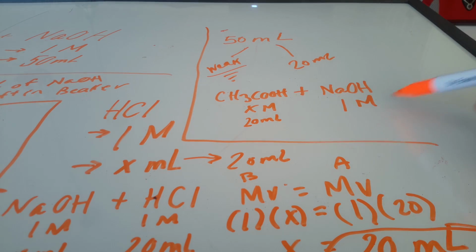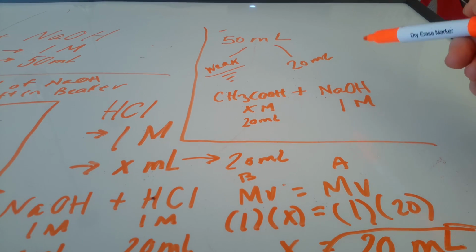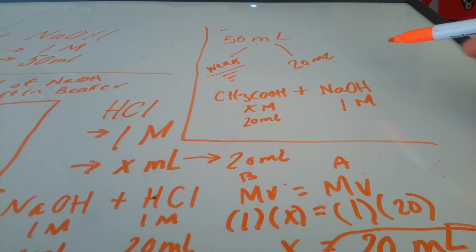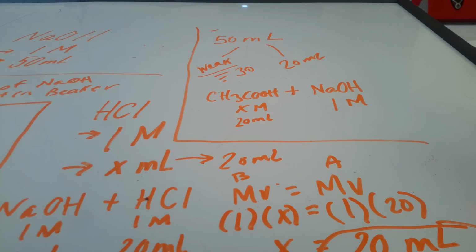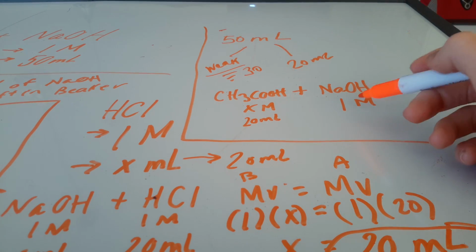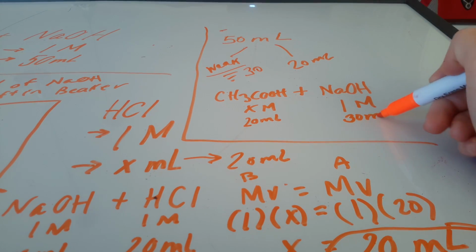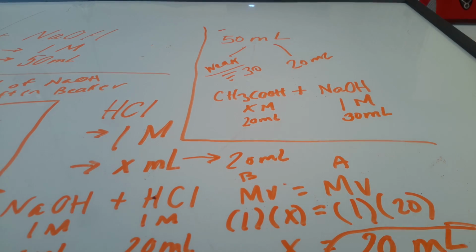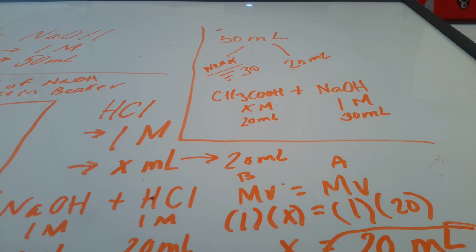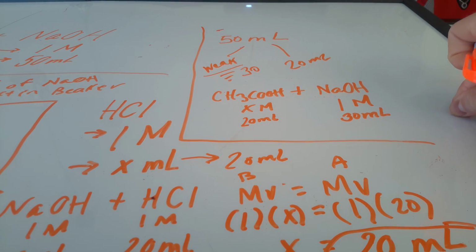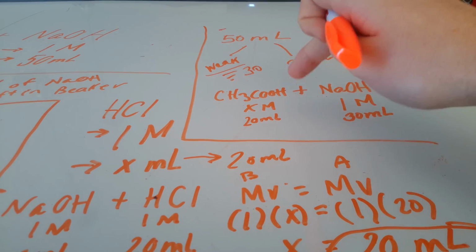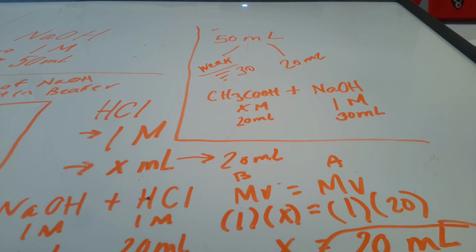And how much of the NaOH was required to neutralize that 20 milliliters? Well, we found that in this experiment it was 30, as seen right here, from 50 minus 20. So what you're left with here is 30 milliliters of NaOH. That means that in order to neutralize 30 milliliters of a 1 molar NaOH solution, you need to use 20 milliliters of X molarity CH3COOH.